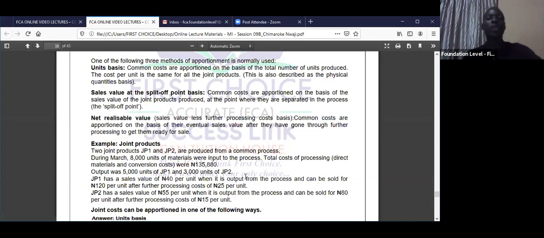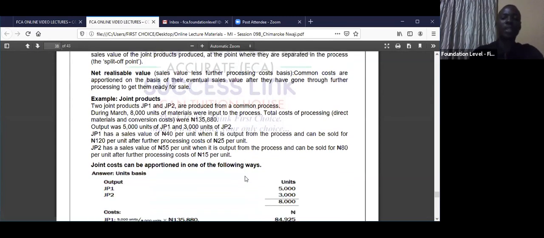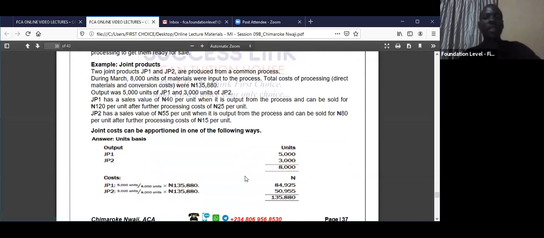Then there's what they call the net realizable value, the sales value less further processing cost basis. So let's see an example here. Two joint products, JP1 and JP2, are produced from a common process.